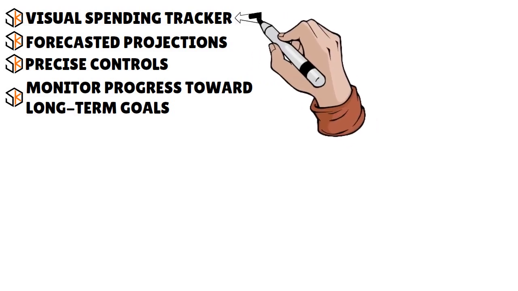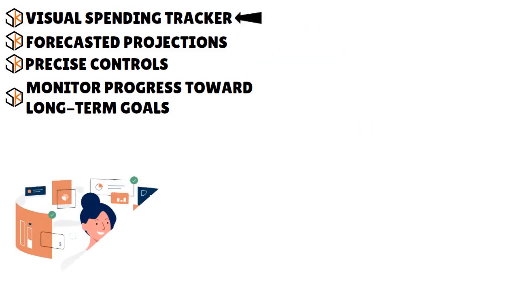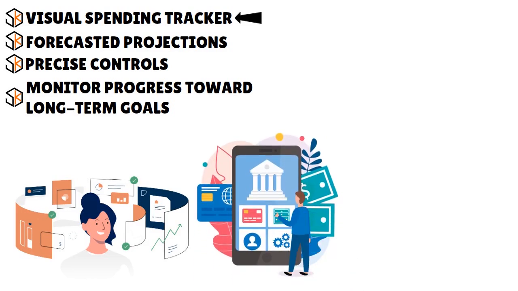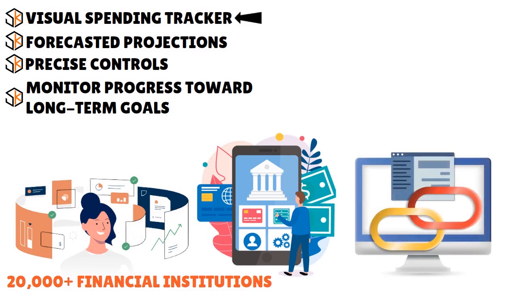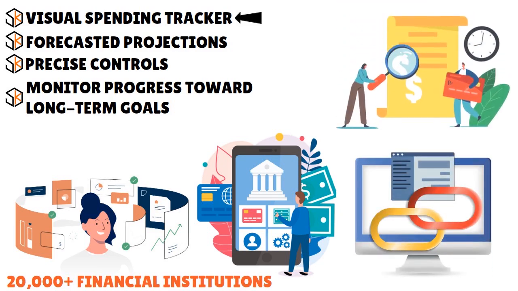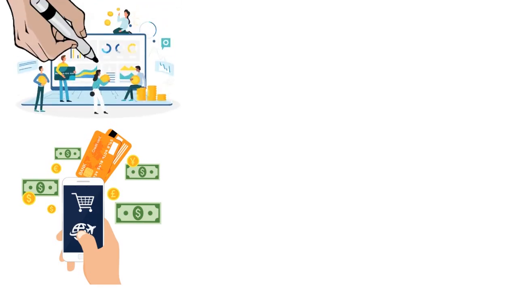When you think about the visual spending tracker, this is a core component of any financial platform. Within Buxfer, you can link your bank account from a network of at least 20,000 financial institutions. Once the accounts are linked, your transaction details are pulled into the platform, and Buxfer makes it very easy to see how much you are spending in each category. If you have overspent in a category, you will easily spot this on the dashboard.